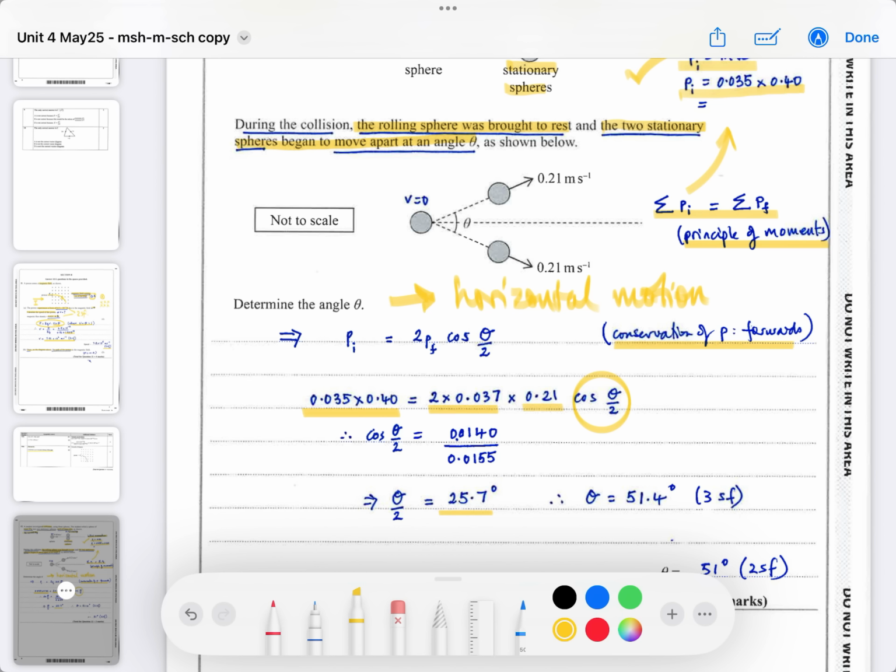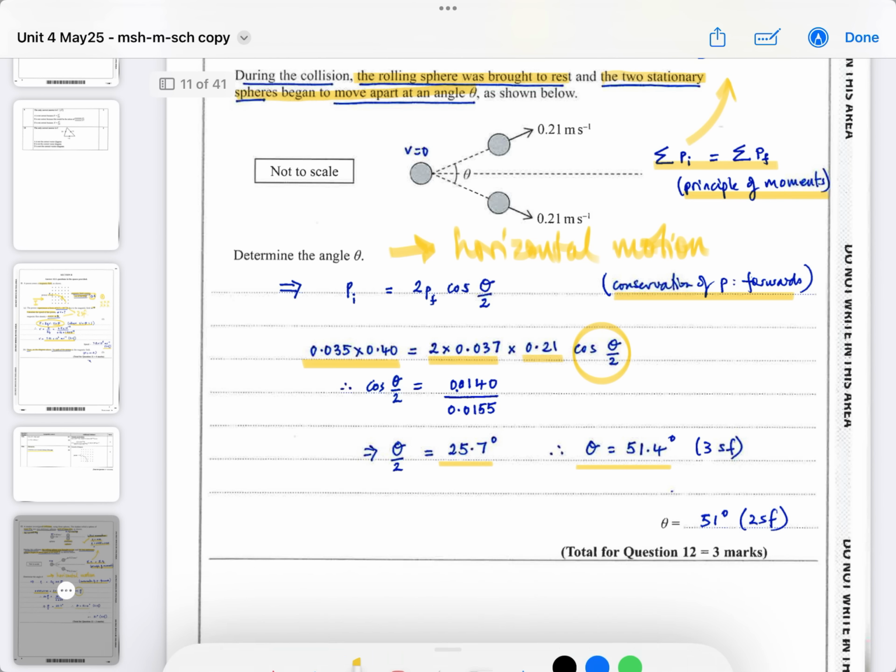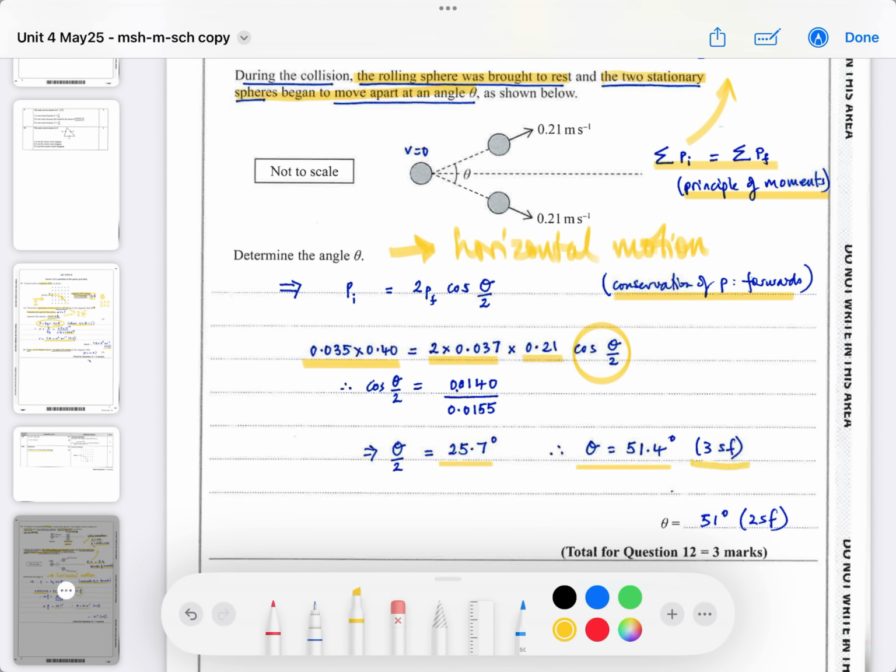So each side of the horizontal line will be theta over 2, and therefore the total theta, don't forget to add them, will be 51.4 to 3 significant figures. And again, you should really change it to 2 significant figures because the data provided is 2 significant figures throughout. Okay, and that's 3 marks.